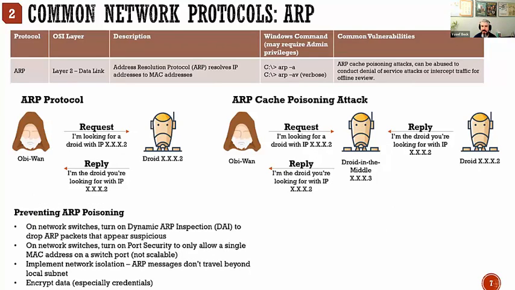So ARP. ARP is Address Resolution Protocol, and it works on layer 2 of the OSI model.